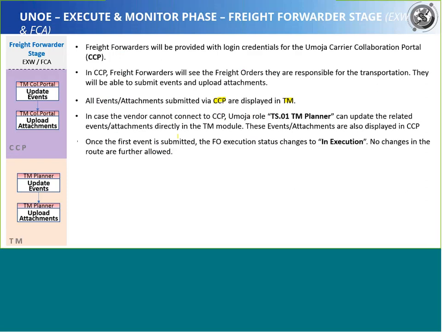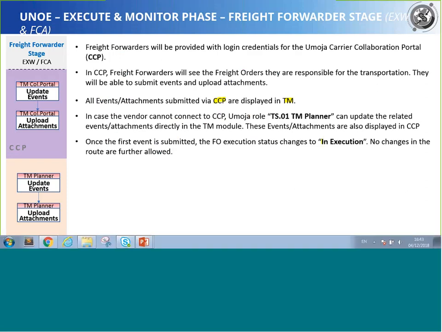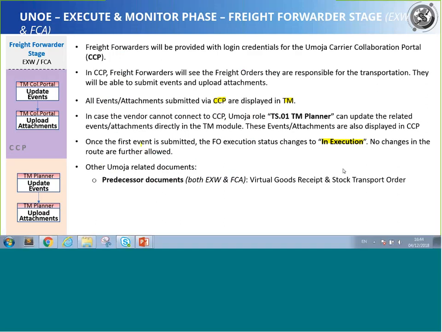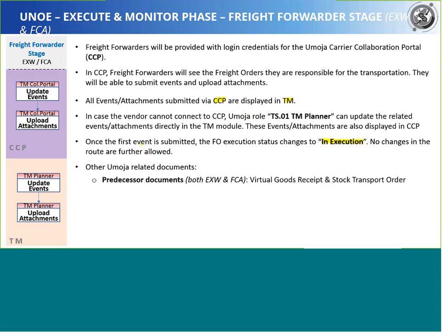And the same thing that we said for the freight orders also applies here, right? So when the first event is submitted, the freight order changes to in execution, and no more changes are allowed in that particular freight order. And once we have the freight forwarder stage completed, then we can have the physical goods receipt completed in Umoja.